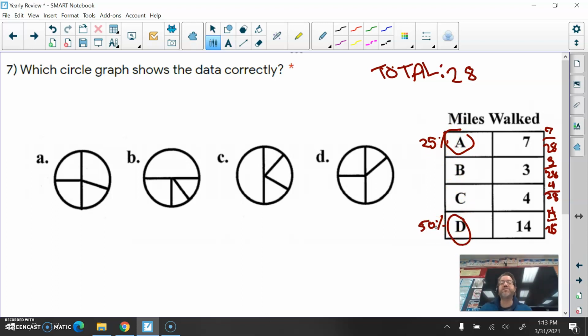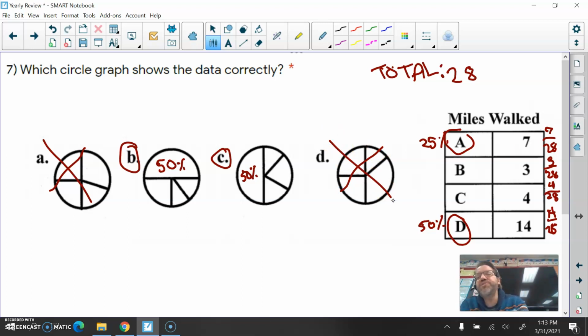That tells me I need a circle graph that has a section that's 50% of the circle, or half of the circle. And I see B and C both have a section that would represent 50%. So in either one of those, that would be D, wouldn't it? D, 14 out of 28 is 50%. A doesn't have a section that's 50% or half. D doesn't have a section that's 50% or half. So I already know it has to be B or else C.